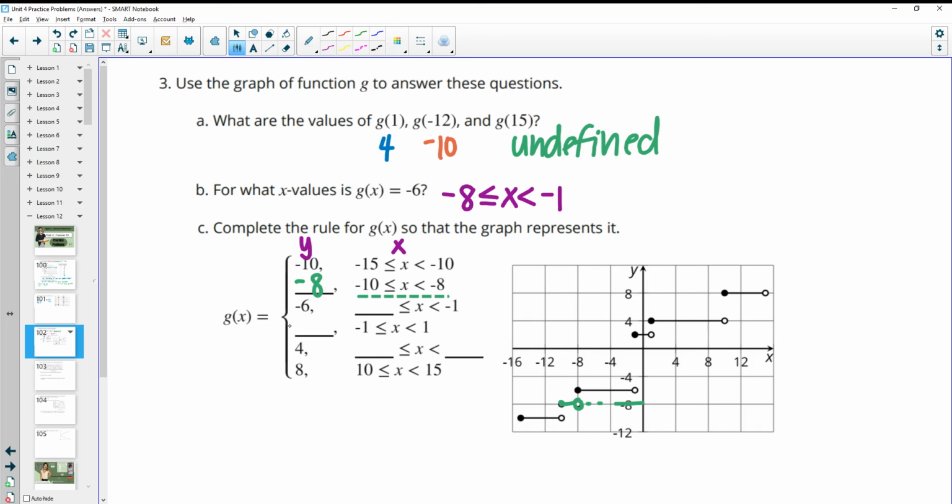Then for this next part, we want to be looking at when the y value is negative 6. And so that's going to be this part of our graph. So this part of our graph is at a y value of negative 6. What are those x values? So they give us the upper boundary of it. So they give us that this part is negative 1 and this bottom part is negative 8.